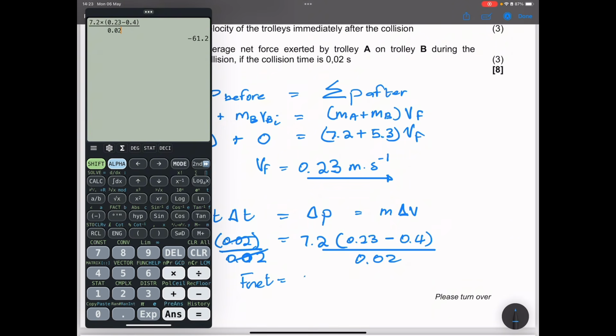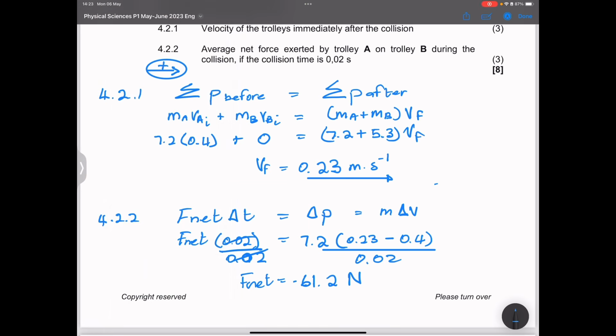Okay, I get a force of 61.2 newtons, right? So I get that to be negative because remember, we've taken that direction to be positive. So definitely trolley A experiences a force in the negative direction. But because they said the magnitude, this doesn't matter to us. So this is simply going to be 61.2 newtons. Right, and that's how the cookie crumbles, ladies and gents.